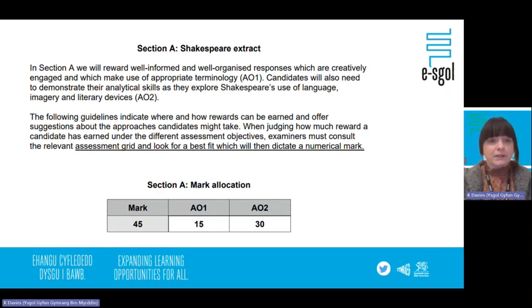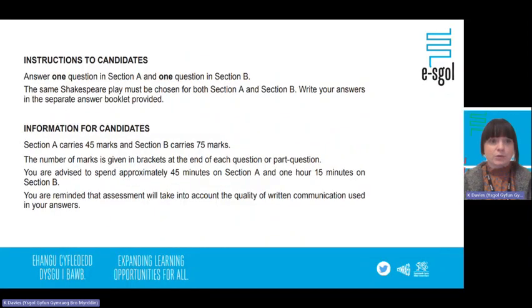If you look at the mark scheme there, the allocation of the marks, you've got 45 marks being allocated in total, 15 of them for AO1 and 30 of those, so double, for AO2, all right? So that indicates how marks can be earned, and suggests how to focus your approach, okay? As I said, section A carries 45 marks, and section B carries 75 marks.